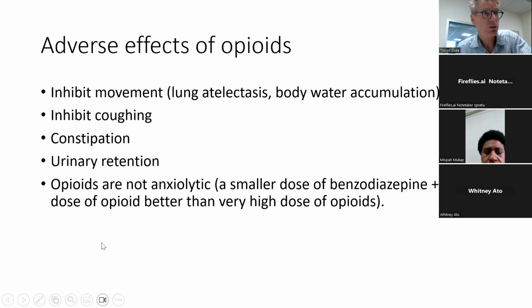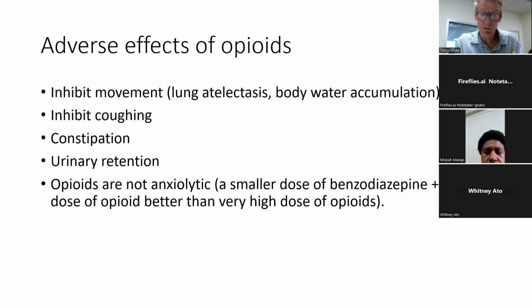Now, it's important to realize what opioids are. They're a strong analgesic, but they're not anxiolytic. And so for many people with severe pain, they'll be quite anxious as well. Often, if you use a small dose of a benzodiazepine like diazepam, plus a lower dose of opioid, that's better than a high dose of opioids.